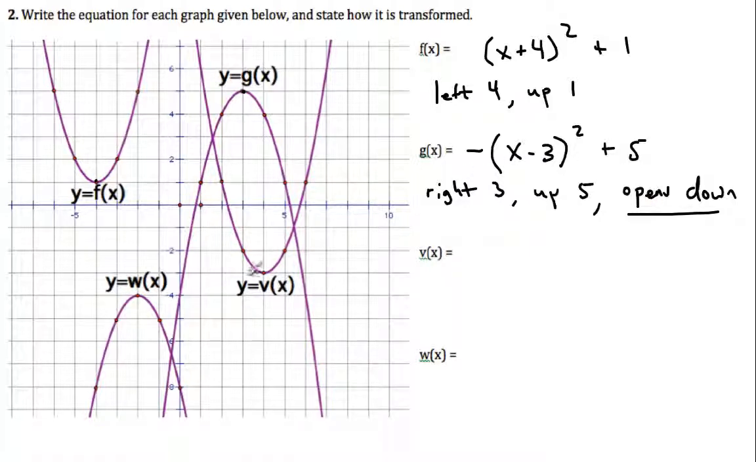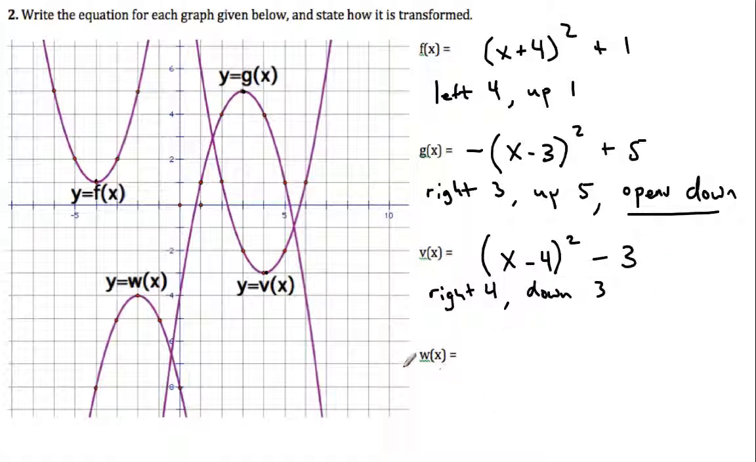Okay, now v of x is right here. V of x is right 4 and down 3. So we'll write that out. It's right 4 and down 3. And notice it's opening up, so there's no negative out front. We would just say it's x minus 4 squared, and then down 3, minus 3.